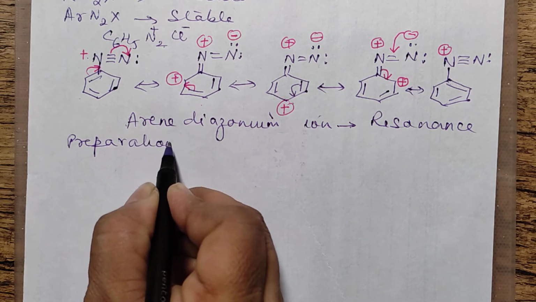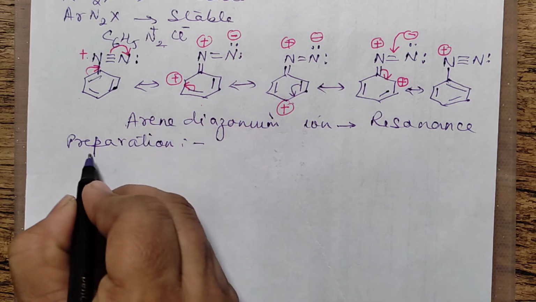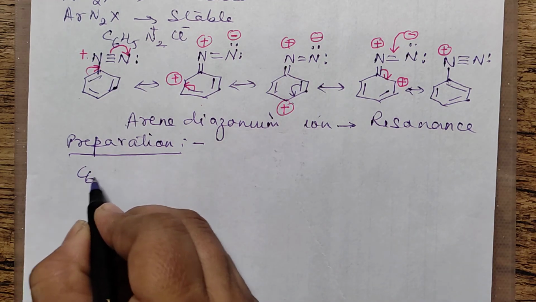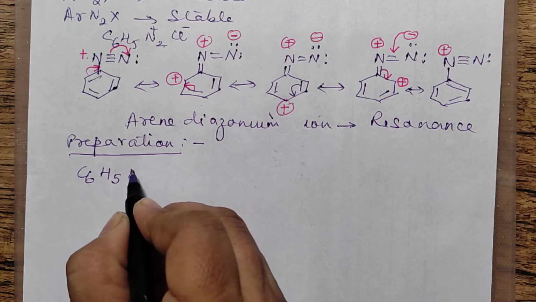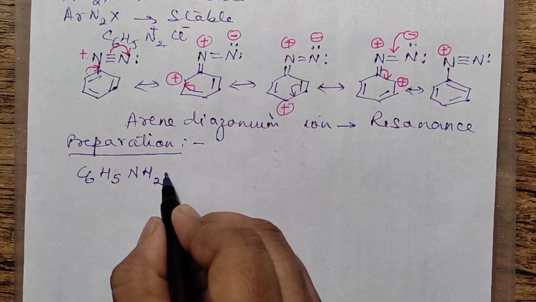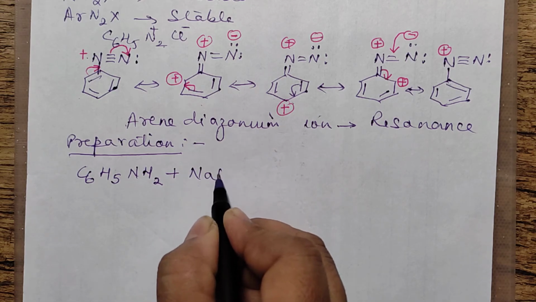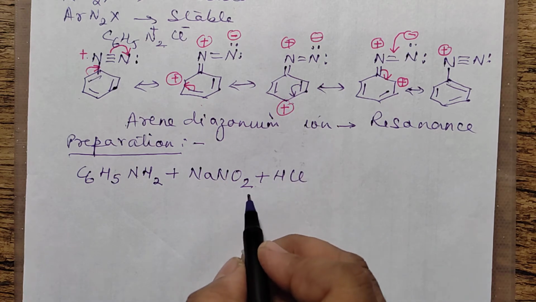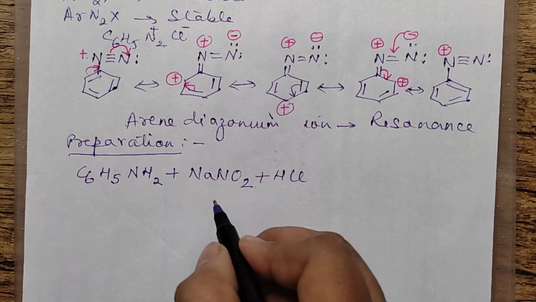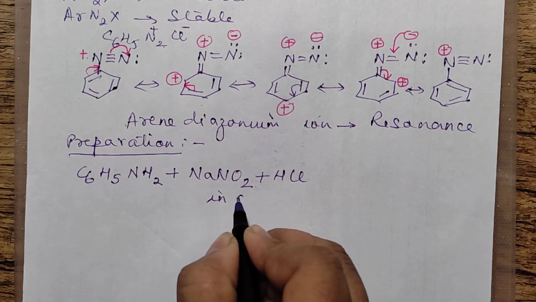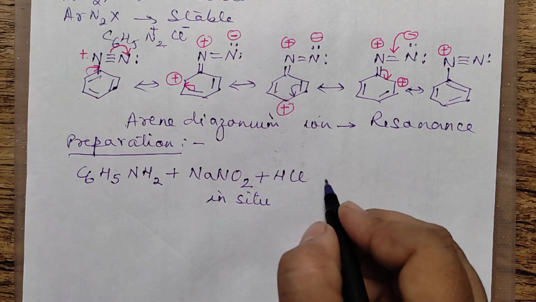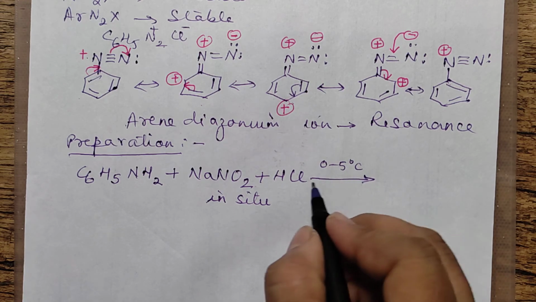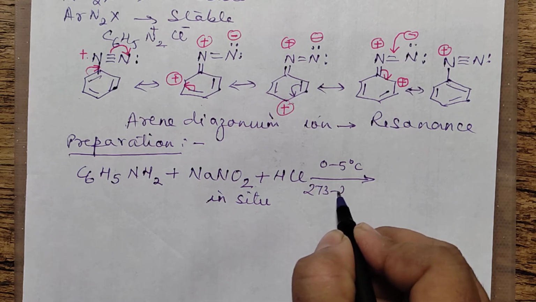Preparation of the diazonium salts. Though we have done the method earlier, I am just representing it once again. The mechanism also we have discussed in the previous videos. This is aniline we have taken, and as I said, it is to be treated with HNO2, but we cannot use HNO2 as such because HNO2 is not stable. We need to prepare that in situ. In situ means within the reaction. And the reaction is carried out at 0 to 5 degrees Celsius.